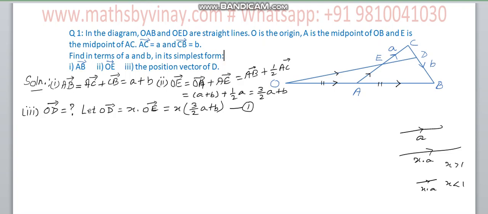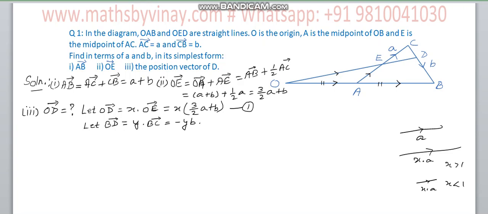Then let BD be y into BC. Can I? Because BD is a part of BC, so we can easily write y times BC. Here BC is the negative of CB, and CB is b, so BC will be minus b. So here you are going to get minus y b.